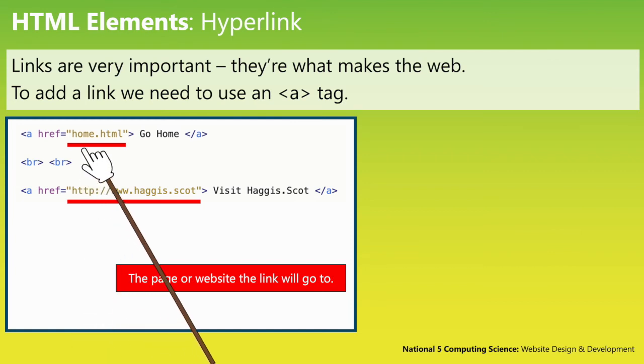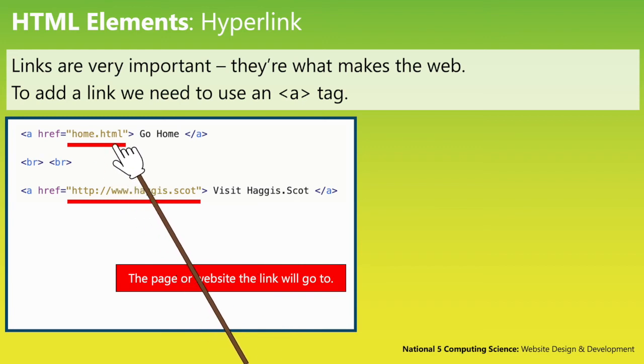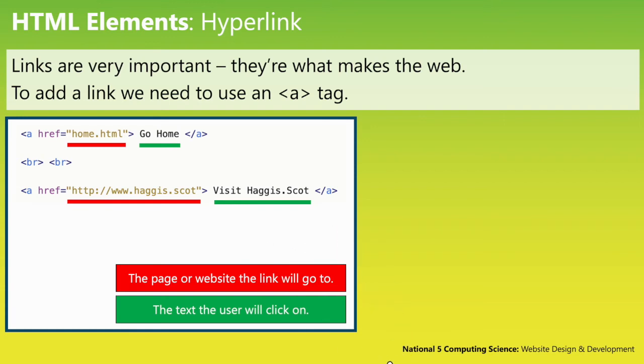So this first one here is an internal link, and it will take us to a page within our current website. The second one here is an external hyperlink and will take us to another website. After we've specified the page we're going to, we close the opening tag. We then have the text that the user will click on to take them to the specified page, and then we close the A tag with our pointy brackets and our backslash.